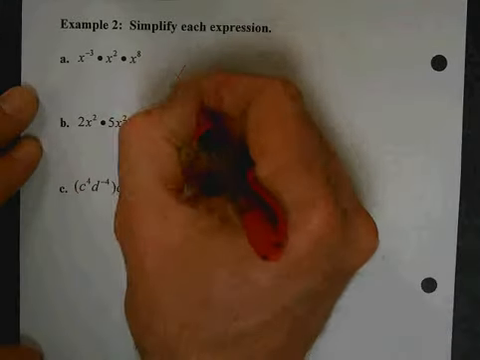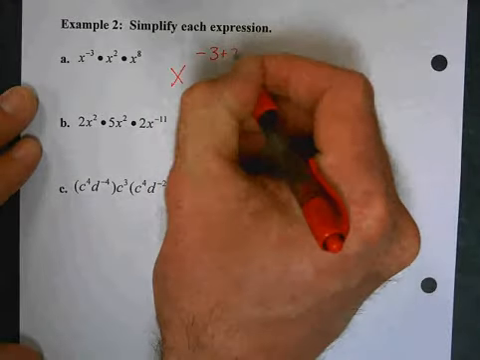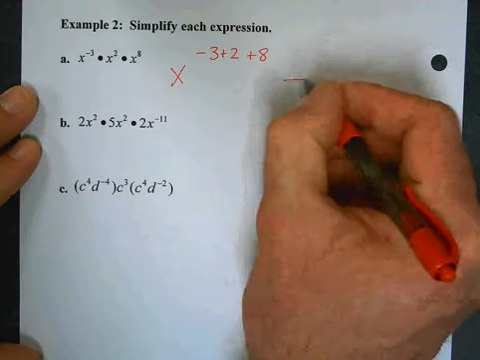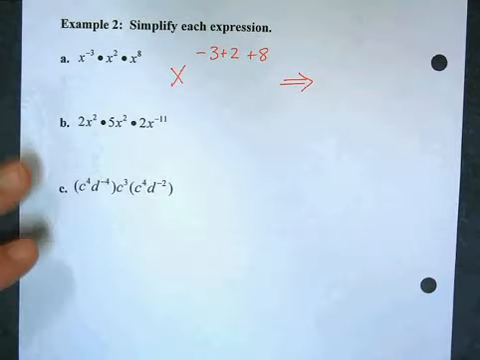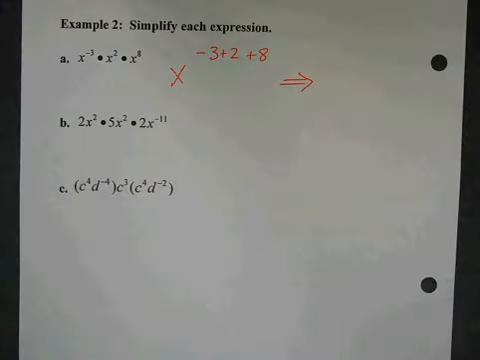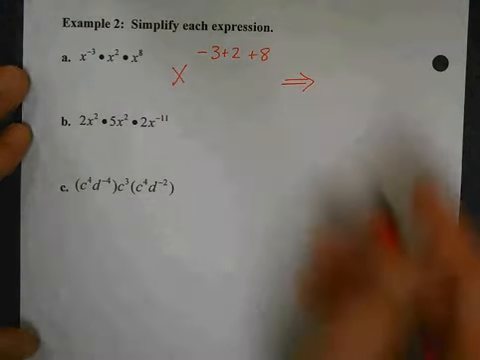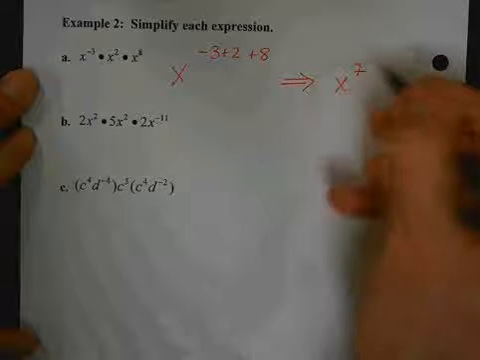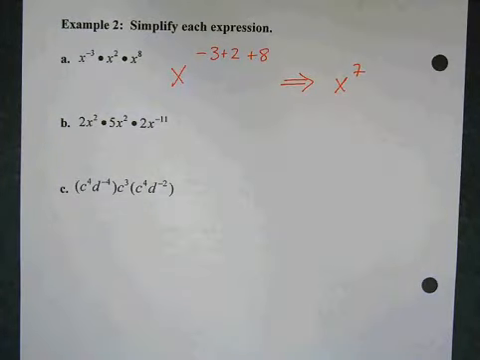They all have an x. So I have negative 3 plus 2 plus 8. Negative 3 plus 2 plus 8. How much? 7. So that's x to the 7th. It's a positive exponent, so I don't need to go any further.